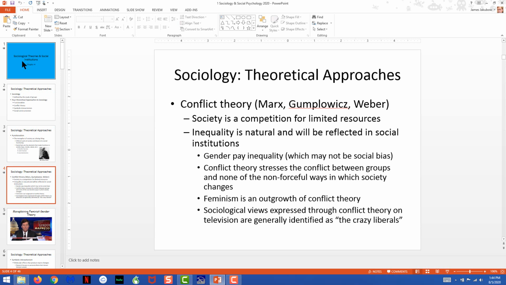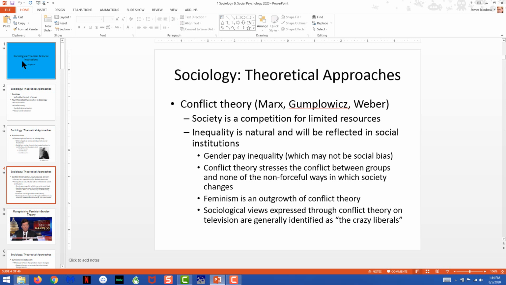In conflict theory, society is always understood as a competition for limited resources. There's not always enough food or money or services and so forth to go around, and people have to compete for it. And as a result, the people that compete successfully gather up more and more resources and then have very little difficulty obtaining anything else they need.